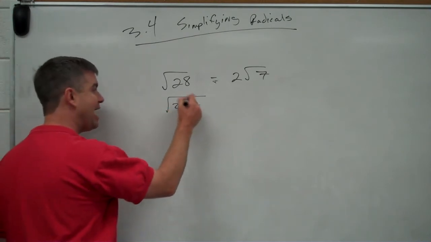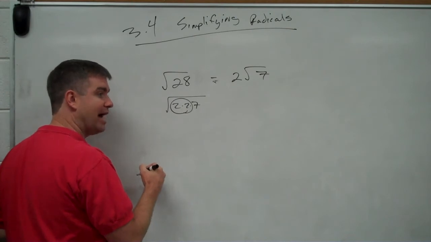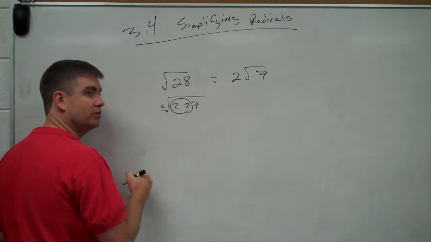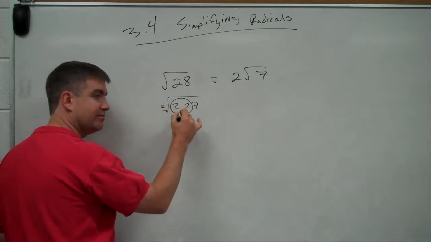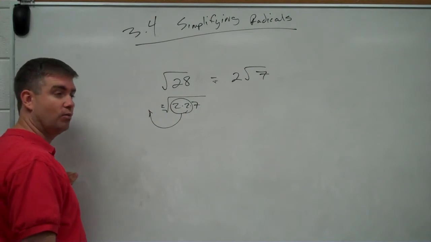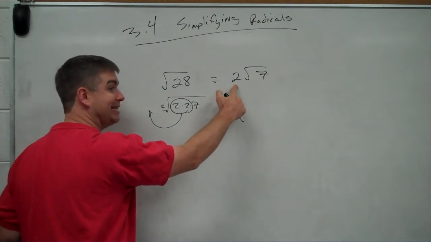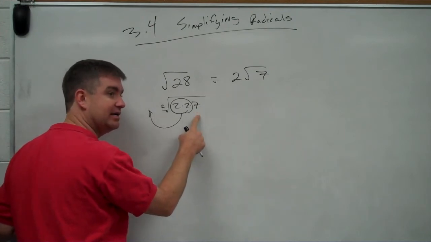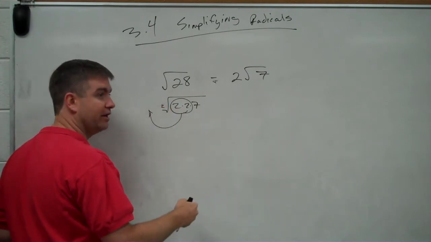If you have a pair of something underneath the radical, this is understood to be a 2, right? A square root. If you have a pair of something underneath the radical, then how many do you bring out to the front? One. 2 comes outside the house, and the 7 is left underneath the house. Why is it still underneath? You only had one of them, right?